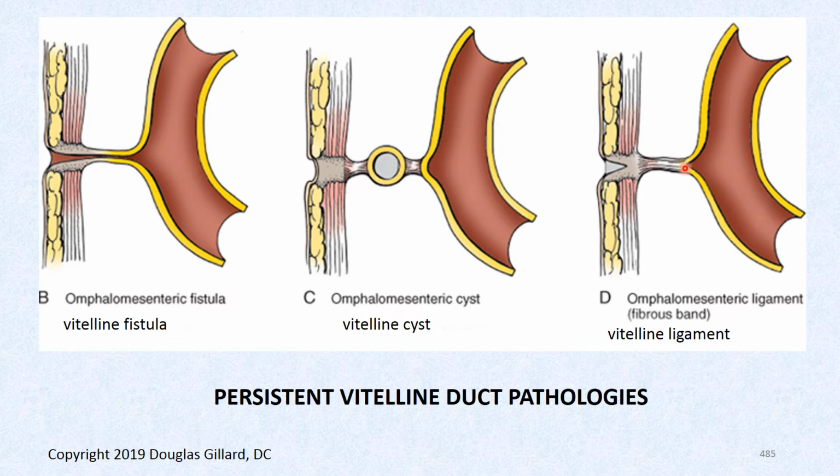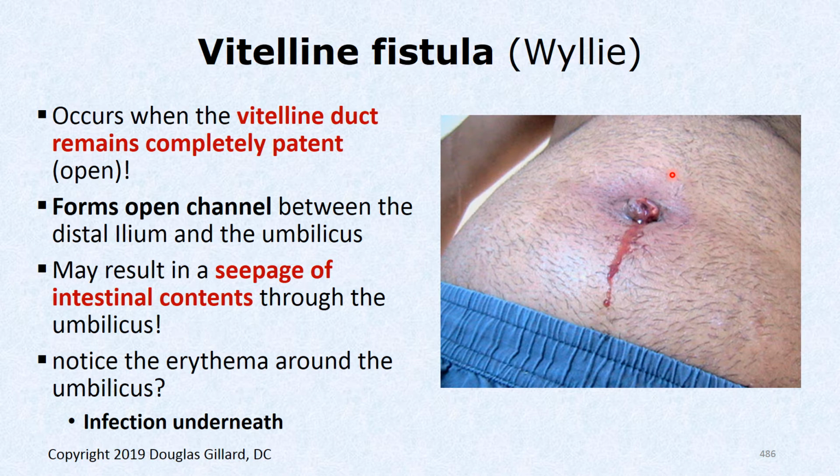Or sometimes it tries to degenerate away, so at least it's not a hollow tube anymore, but it didn't completely. So you get this fibrous band called the vitelline ligament, or the omphalomesenteric ligament. It may not cause any infection or anything, but your intestines can get entangled around it and cause obstruction. We'll look at that. But the first one, so that was kind of a review. Here's the vitelline fistula, and let's take a look at this.